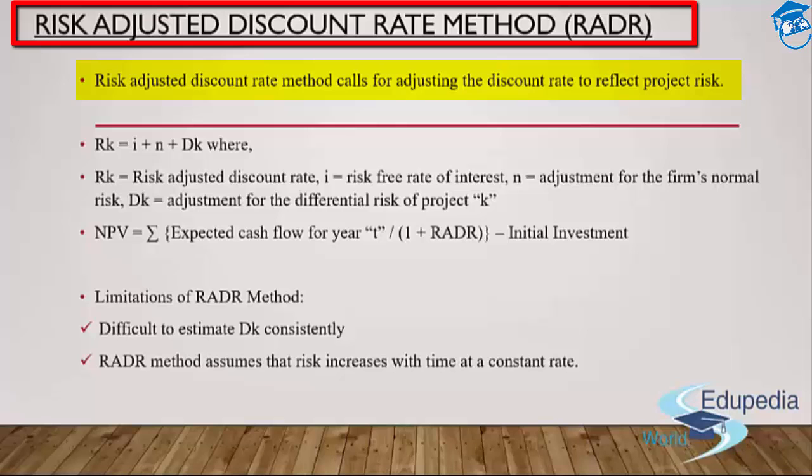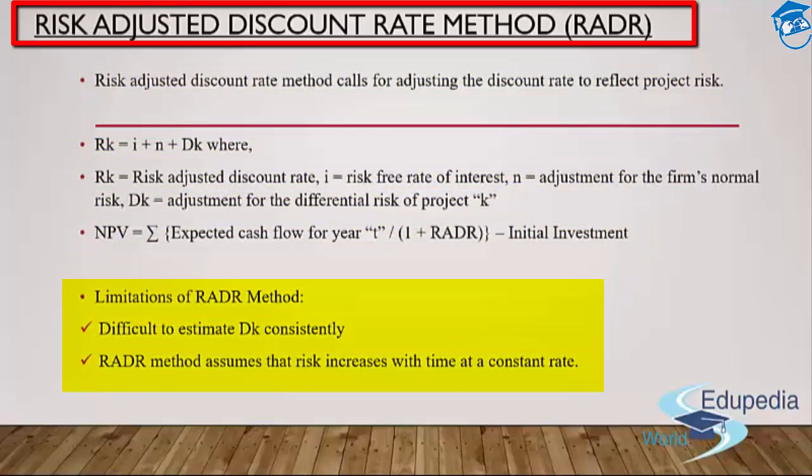Now, coming to the limitations of the RADR method. Every method basically has some pros as well as cons. I've told you something related to the pros. What are the positives of having this method? It is absolutely a great method. If I need to set up a project and take risk into consideration, I won't be able to take the same discount rate for each and every project that I am entering into. My projects will be different. The risks that I'll be taking for each project will be different altogether. And it's always prudent to have a risk adjusted discount rate approach. Why? Because since all the projects are different, their risk will be different. This is with relation to the positives of this method.